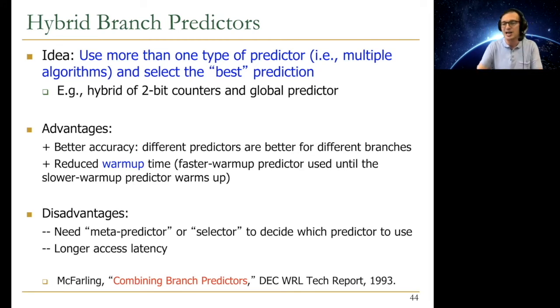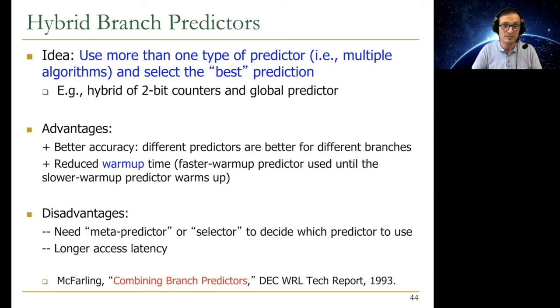Of course, the disadvantage is you should figure out how to pick which predictor to use. And if you don't do a good job, this may actually be bad. So there needs to be a meta predictor or selector to decide which predictor to use. And of course, since we're adding more hardware, we're actually getting longer access latencies, right? Because as you will see, we need to predict using multiple structures. We need to decide which one to use. So we have multiplexers to choose which predictors to use.